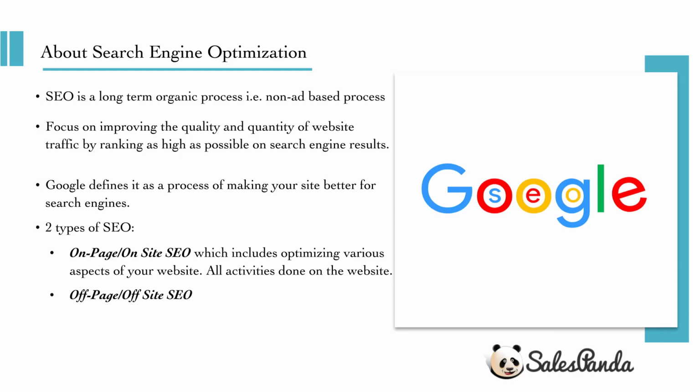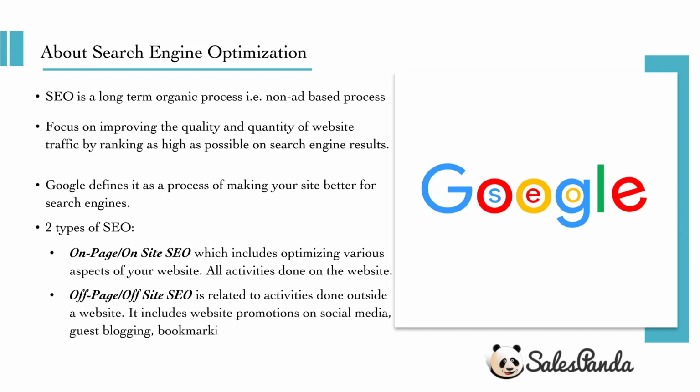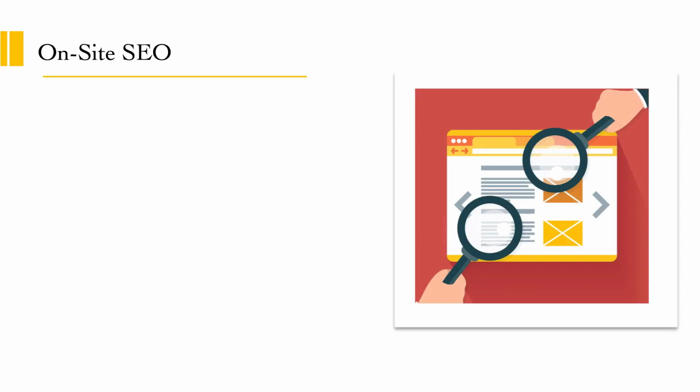Off-page or off-site SEO includes activities you do away from your website, like promoting your website on social media platforms, blogging on third-party platforms, generating links from other websites that redirect users to your website, bookmarking, etc. These activities help in improving the online reputation of your website and make it appear more trustworthy to the search engine.